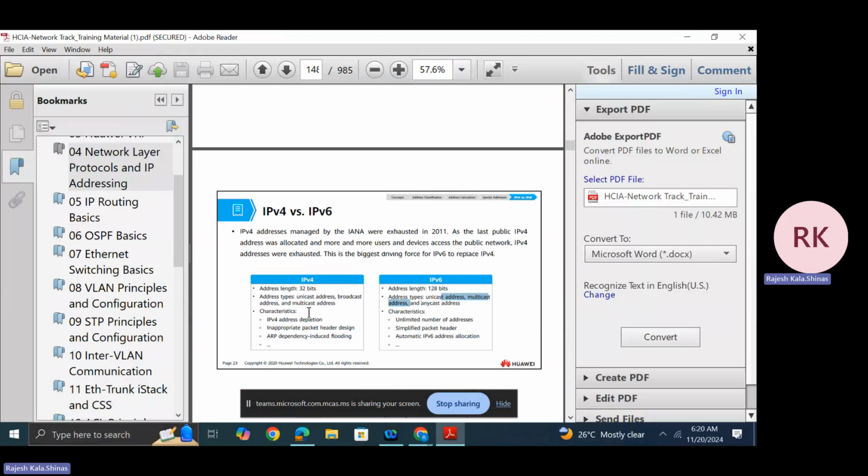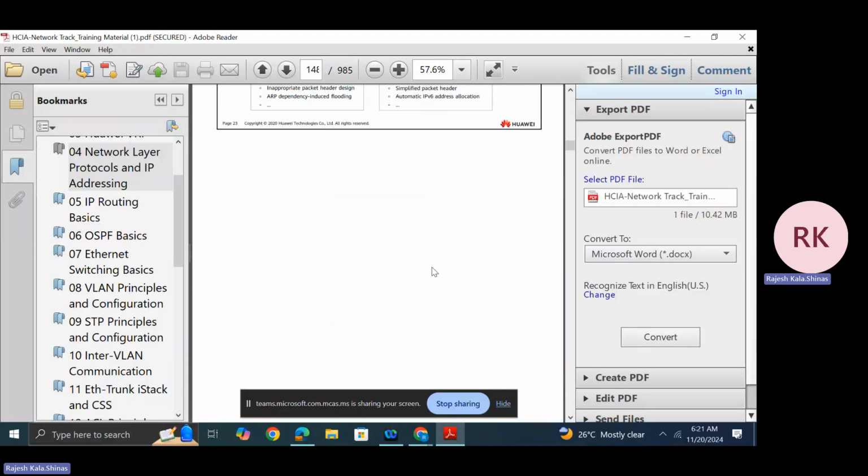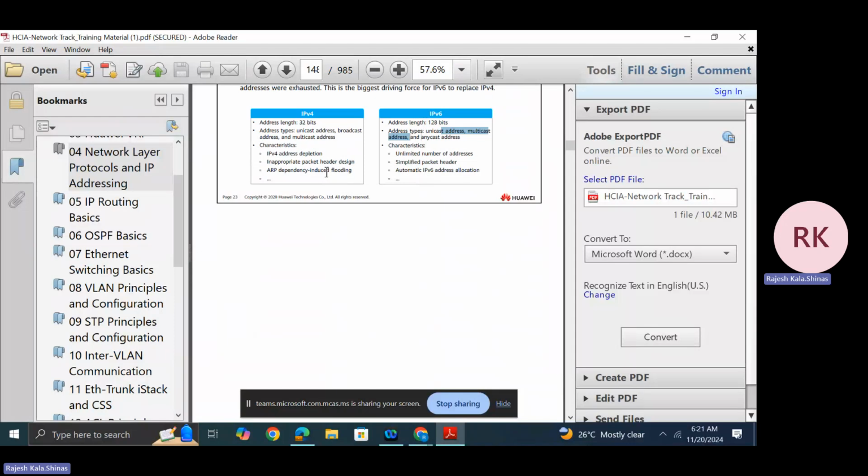Characteristics: IPv4 address depletion, the addresses keep on being used up. The number of IPv4 addresses is small, so when the number of hosts increases, the IPv4 addresses will run out. That will not be enough. But for IPv6 there is a huge number of unique IP addresses because it is 128 bits. Then what is the solution for IPv4? We can use the NAT protocol. Then the IPv6 packet header design is simplified, an easy one. Then we have automatic IPv6 address allocation. Then here we have ARP dependency removed. Like I discussed ARP in the previous chapter, the IP to MAC conversion that was flooded, is handled differently here.